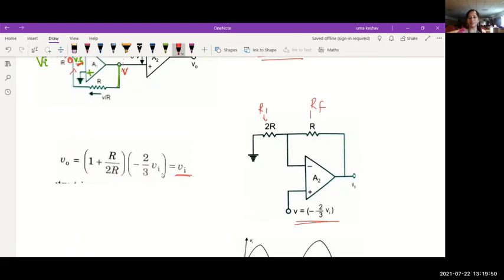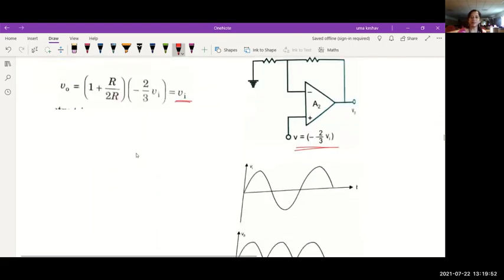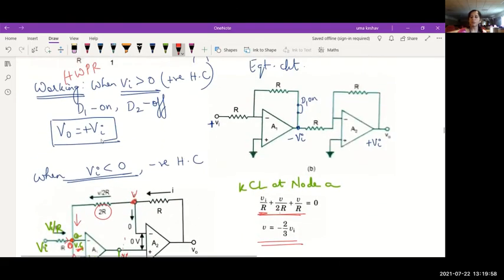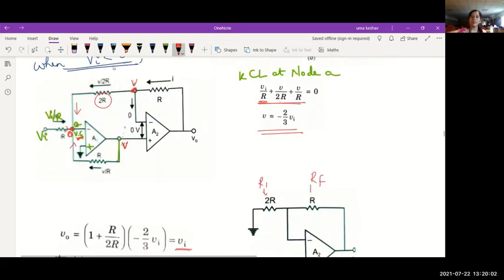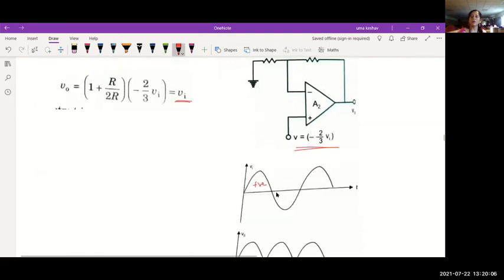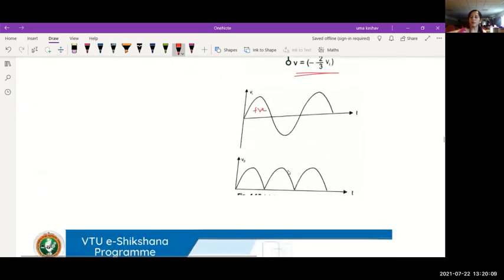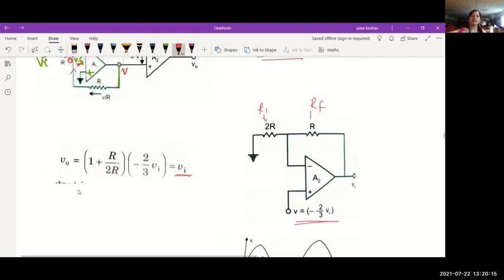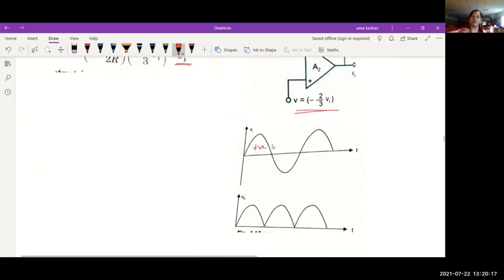So have we achieved the required condition? When the input was in its positive half cycle, we showed output follows the input, or V naught will be plus Vi. And when input is in negative half cycle also, we are able to show output will be equal to Vi only. So I am able to get the full wave rectification in this circuit. Okay. So this is a simple full wave rectifier.